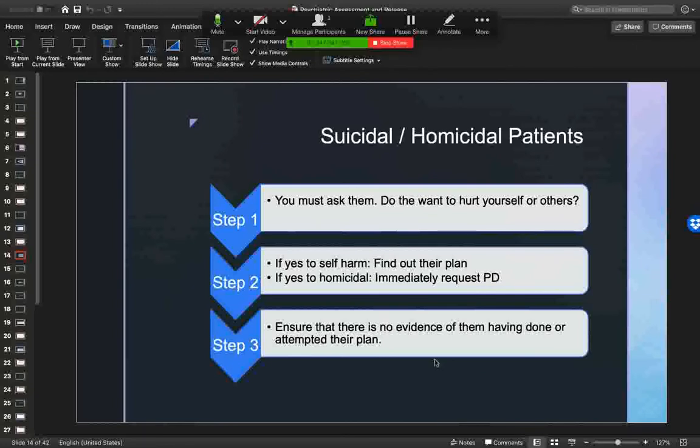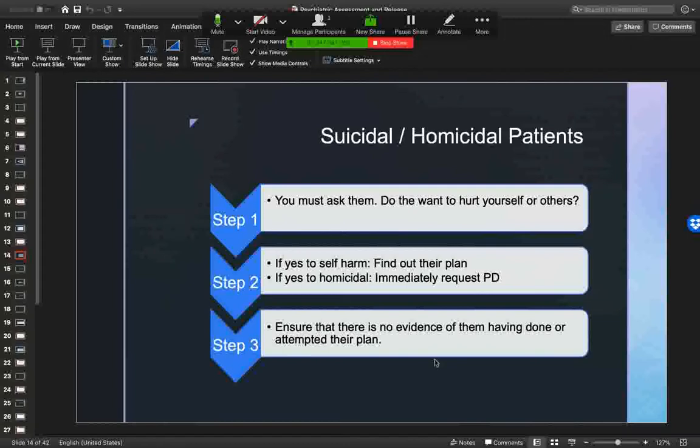Well, if they want to kill themselves, are they going to be upfront with you about whether or not they've committed suicide? Let's say they took pills. Are they going to be upfront with you about it? No, because you're going to take them to the ER and save their life. So if they are homicidal or suicidal, they're not going to be upfront with you all the time. So ensure there is no evidence of them having done their particular plan.